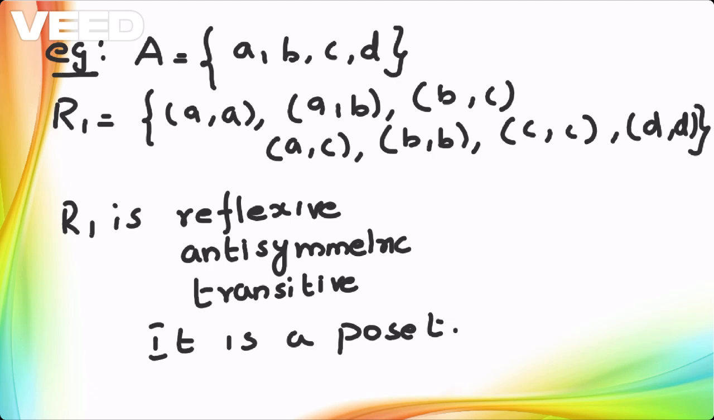Let us give an example for reflexive, antisymmetric, and transitive. R1 consists of the set of ordered pairs (a, b), (b, c), (a, c), (b, b), (c, c), and (d, d). Here R1 is reflexive, antisymmetric, and transitive. Here, since (c, a) and (c, b) are absent in R1, it is antisymmetric, and we call it a poset.